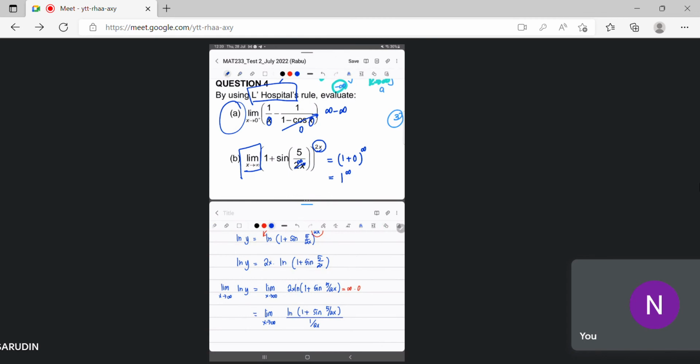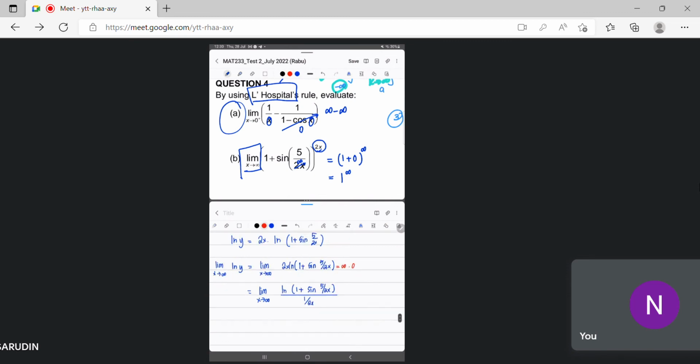Okay. Kita just tukarkan kedudukan. Okay. Bila buat macam ni, okay, next step, kita try to substitute the x with infinity. So again, 1 plus sin 5 over infinity. 5 over infinity is equal to 0. So the sin 0 is 0. 0 plus 1 is 1. Ln 1 is equal to 0. So sini 1 over infinity, you will get 0. Okay, see? Kita dah dapat 0 over 0. Then baru kita boleh apply L'Hopital.